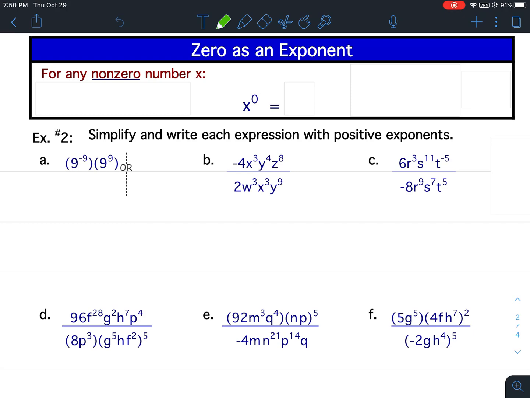Zero as an exponent. For any non-zero number x, x to the 0 is 1. So as long as x is not 0, any number to the 0 power is 1. 12 to the 0 power is 1. 5 to the 0 power is 1. 1.333333 to the 0 power is 1. The only number that is not 1 when you take it to the 0 power is 0. 0 to the 0 power is actually undefined. So pause your video, get that written down.